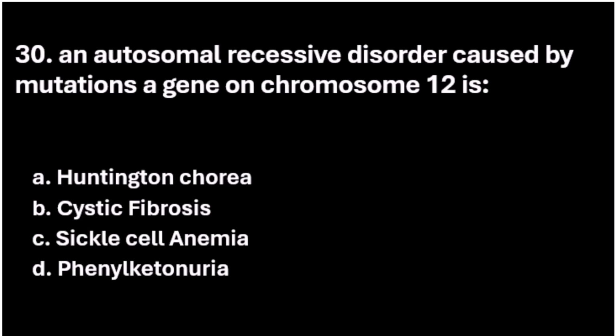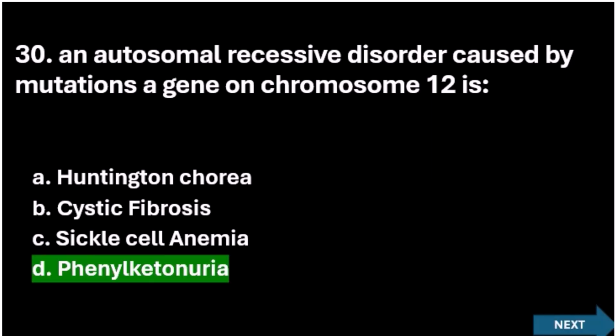Next question. An autosomal recessive disorder caused by mutations in a gene on chromosome 12 is option A, Huntington's chorea, option B, cystic fibrosis, option C, sickle cell anemia, and option D, phenylketonuria. So, chromosome 12 related disease is option D, phenylketonuria.